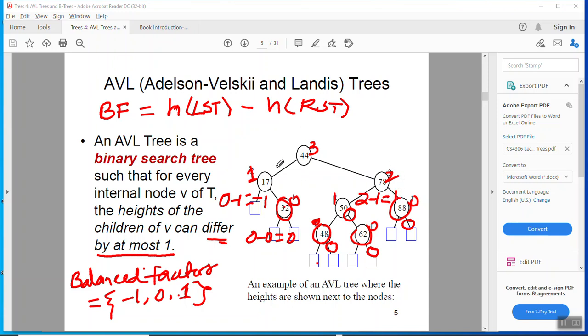And for this one, the left side height is 2, and the right side height is 1, 2, and 3. So 2 minus 3 equals -1. You see that the balance factor is either 0, -1, or 1. It cannot be 2, it cannot be -2.